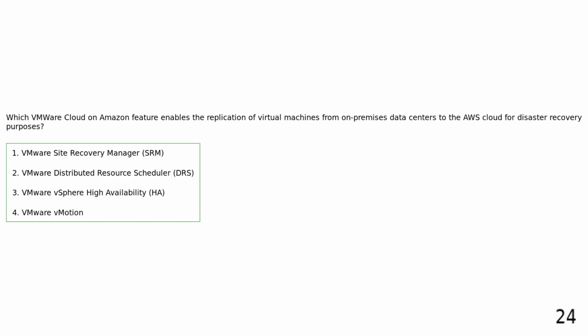Which VMware Cloud on Amazon feature enables the replication of virtual machines from on-premises data centers to the AWS cloud for disaster recovery purposes? VMware Site Recovery Manager. VMware Distributed Resource Scheduler. VMware vSphere High Availability. VMware vMotion.